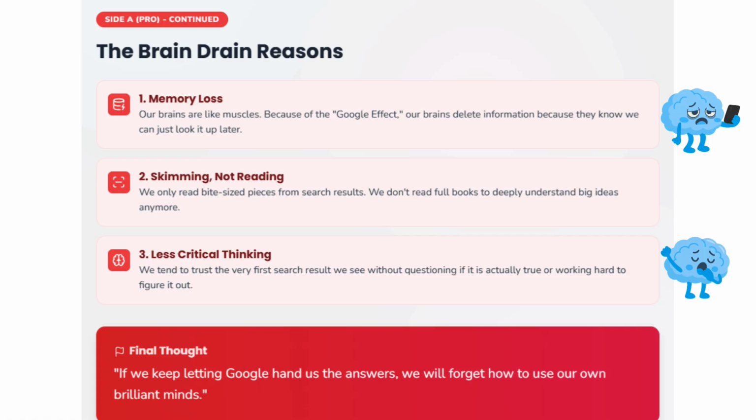Plus, we are losing our attention spans. We rarely read full books to deeply understand big ideas anymore. Instead, we just skim bite-sized pieces of information from search results. Worst of all, we are losing our critical thinking skills. We often trust the very first search result we see without questioning whether it's actually true. If we keep letting Google hand us the answers, we might forget how to use our own brilliant minds.